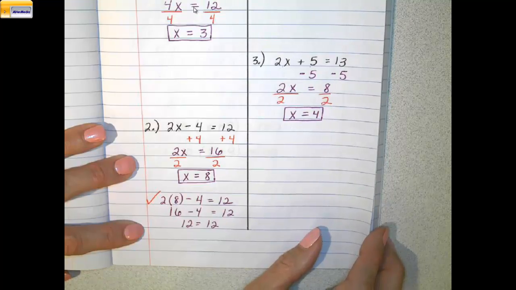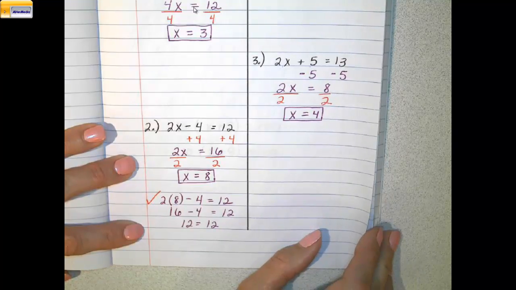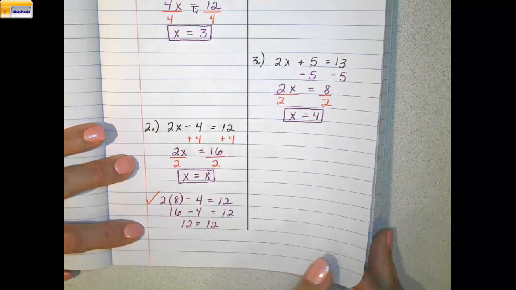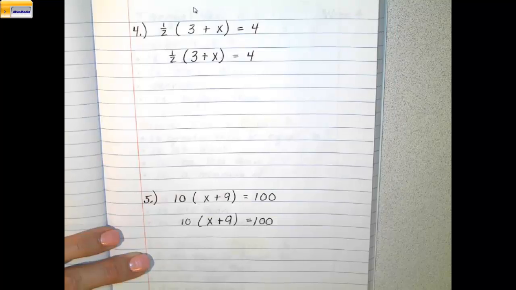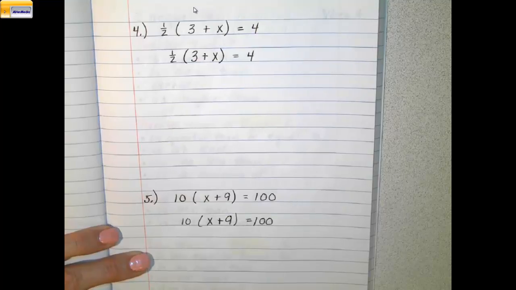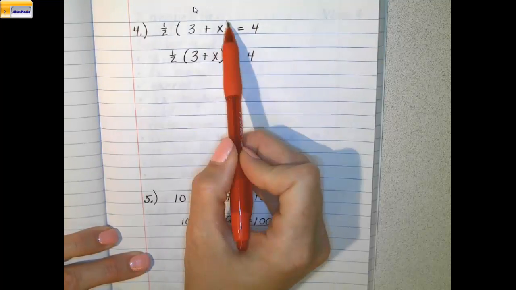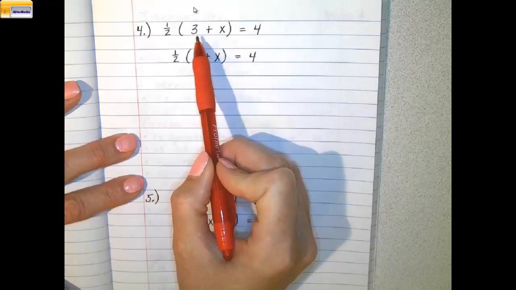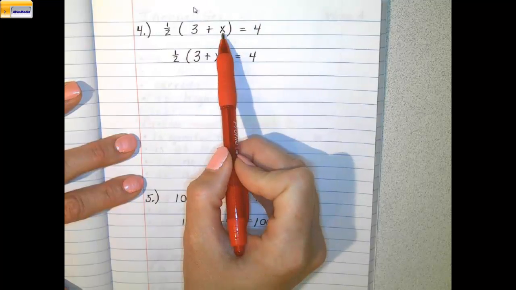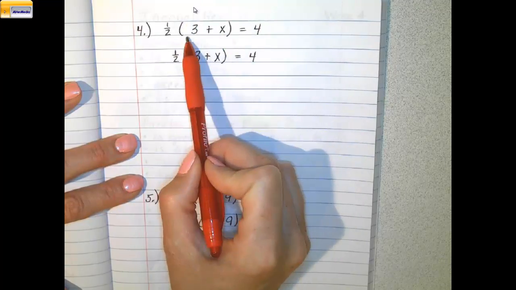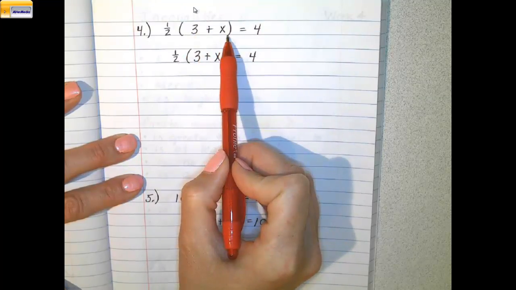Take a moment to be sure that you have all of these examples copied into your notes, and we're going to move on to example number 4. In example number 4, we have parentheses in our equation, so we have to be very careful about how we treat this. The grouping symbol of parentheses means that if I were solving this and I knew what x was, I would be doing this first. So it means that I want to keep the 3 plus x together as long as possible.